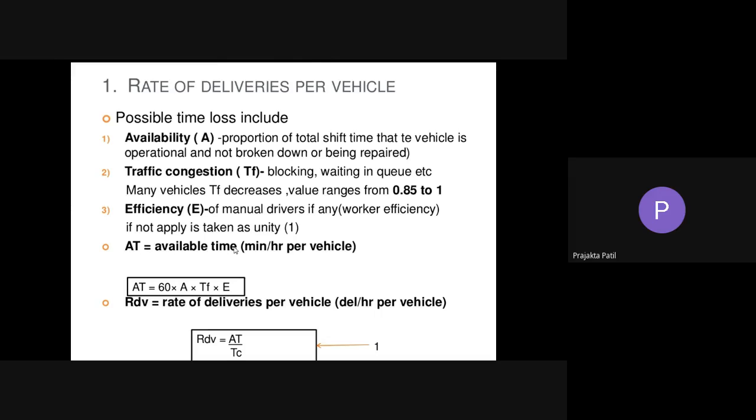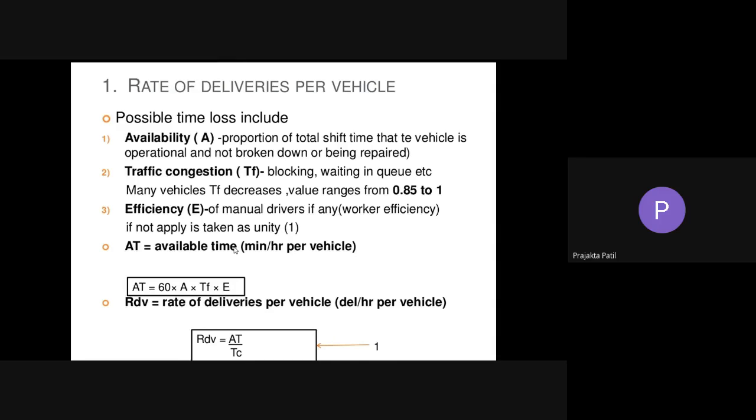Traffic congestion, that is TF, covers blocking, waiting in a queue, etc. With many vehicles, TF decreases, and the value ranges from 0.85 to 1. So yes, there are times which will be lost because of traffic. It might have to just wait in the queue because of some blocking, because we have so many traffic control methods in place to protect all the vehicles and the people working around, so that there are no collisions. So traffic congestion is also one possible element where time can be lost.